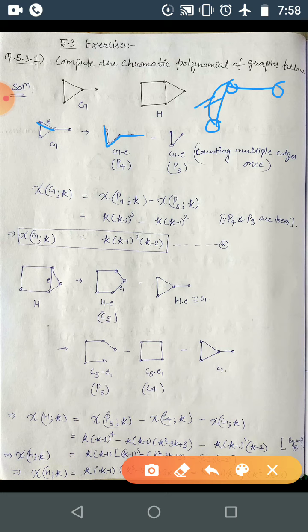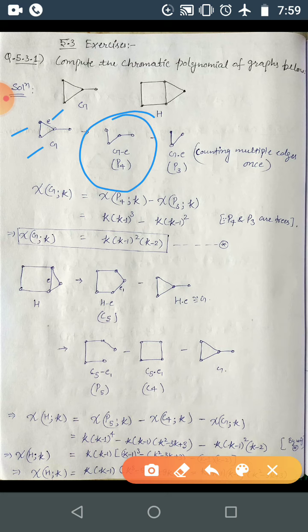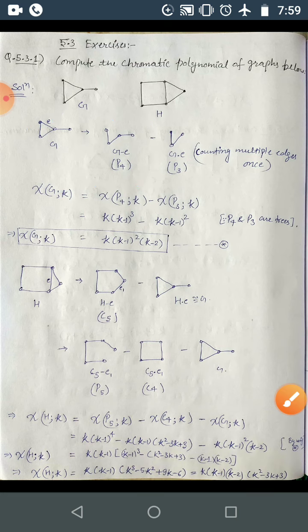So here it is. If you exclude this one, what you are getting is this graph, or you can just say this kind of graph. So after removing E and after contracting E, just discarding multiple edges, you are getting P3 and P4. I removed this E, or any edge from the cycle, because I am getting a path, or a tree, correct? And for a tree we already know the result, so we can use that, okay?